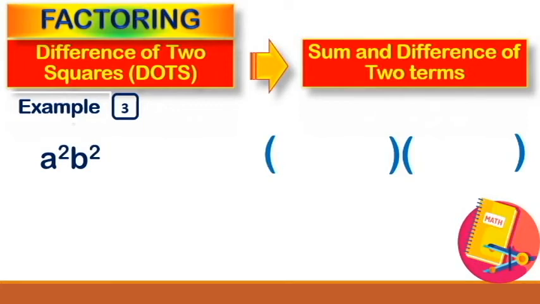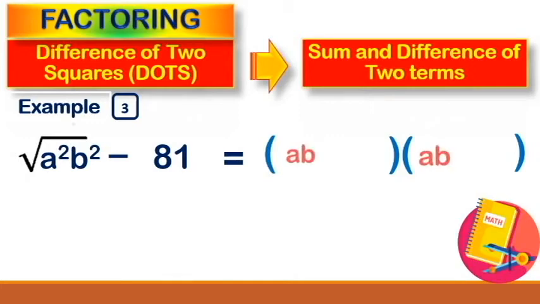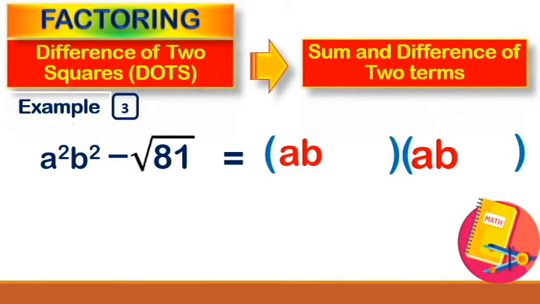Example number 3, we're going to get the factors of a squared b squared minus 81. So what are we going to do? First, get the square root of a squared b squared. So the square root is ab, since ab times ab is a squared b squared. And the square root of 81 is 9, since 9 times 9 is 81. So writing the answer as a sum and difference of two terms, we have the quantity ab plus 9 times the quantity ab minus 9, which is the final answer.